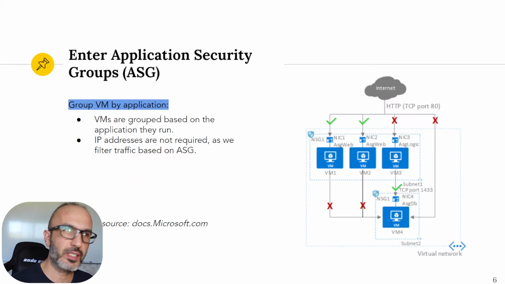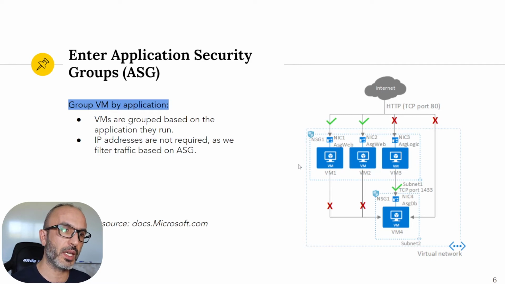Enter the application security group. To solve the limitations of the network security group, Microsoft has created what is called the application security group. The best way to think of an application security group is like a label or a group where you combine a bunch of virtual machines or resources based on the service or the application that runs on top of them. So for example, in our case here, we've got virtual machines 1 and 2 providing web app services.